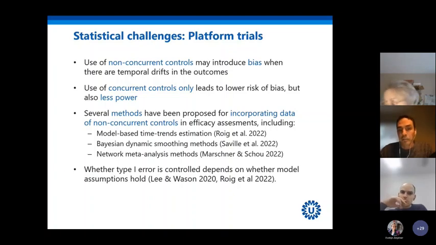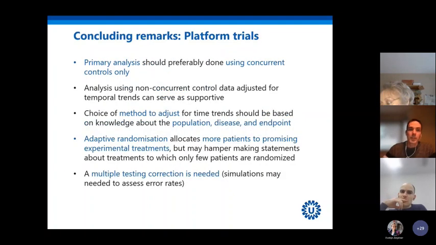And so the best option here is to do the primary analysis only using the concurrent controls. You could do an analysis using non-concurrent control data and adjust it for temporal trends, but only as a supportive analysis. And when you select the method to adjust for the time trends, ideally you take into account the population, the disease, the endpoint, and clinical expertise to decide on the best way to adjust for the time trends. Is it a step function, or is it another type of model?